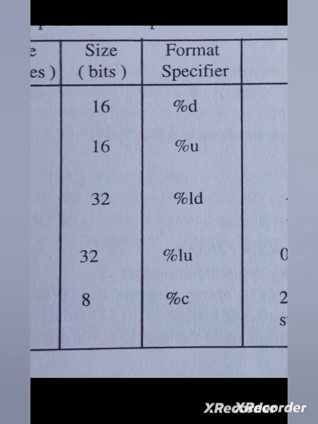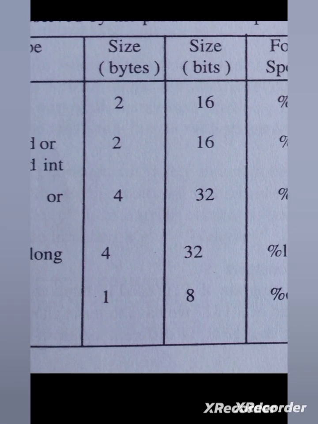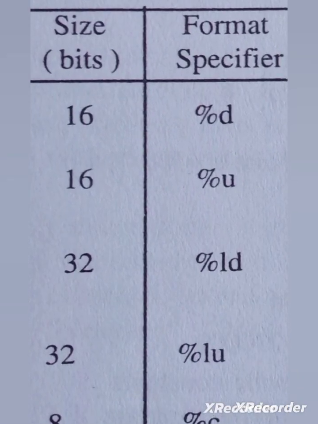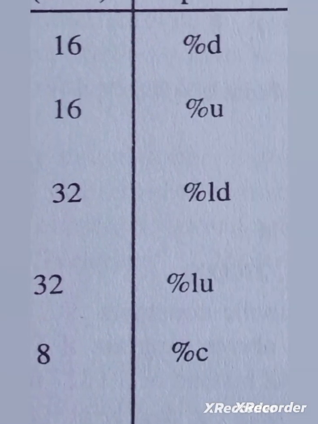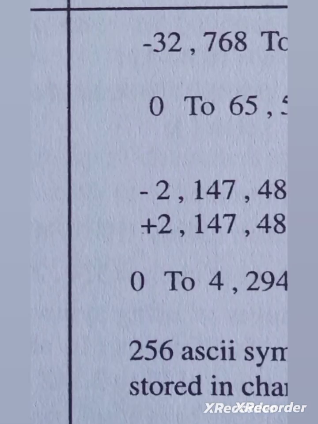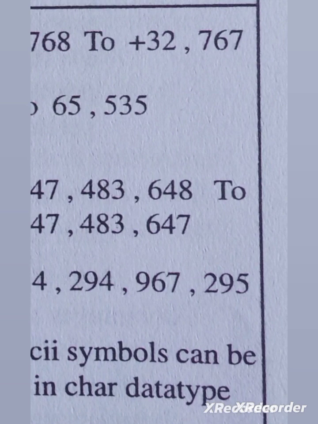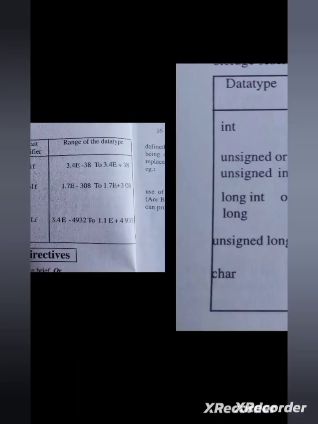Now we'll see the data types, the size needed for storing the variable, the format and the range of the data type. First is integer. An integer variable needs 2 bytes of the memory in the storage. 2 bytes means 16 bits, and the format for specifying the integer variable is %d, and the range of the data is -32768 to +32767.